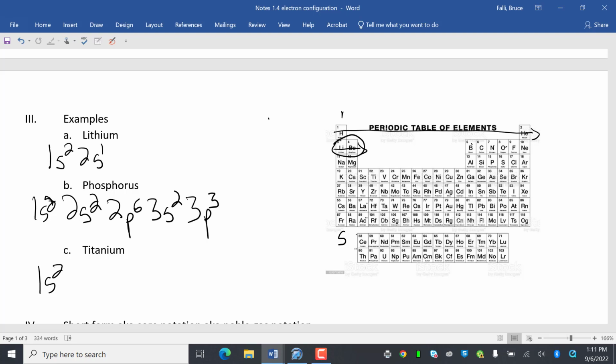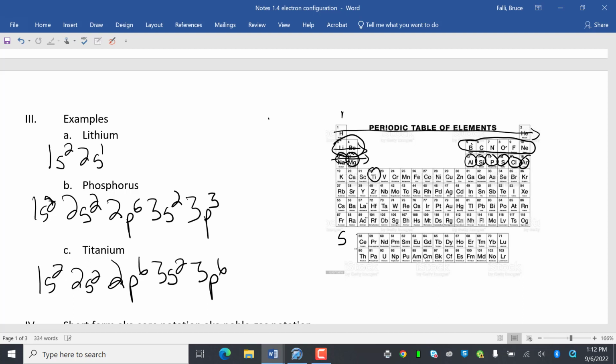So again, first row is 1S2. Right, 3 and 4 are 2S2. 6 through 10, still the second row. Oops, why went my second row? P block, and there's 6 of them. I'm going to titanium right here. Next one is third row, S block, and 2, right? 1, 2. Third row, 1, 2, 3, 4, 5, 6. Third row, P block, 6.